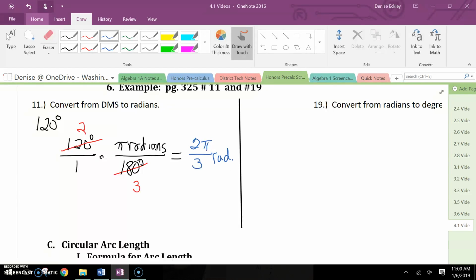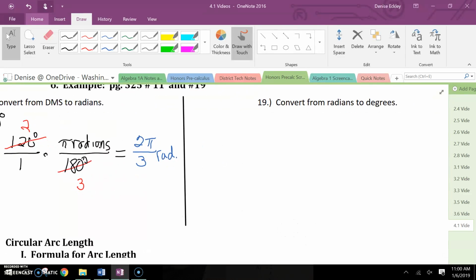Now for number 19, what we're doing is converting from radians to degrees, and our radian measure is pi over 10. So we're going to use the reciprocal of the conversion factor we used in the previous problem. We take pi over 10 and multiply that times 180 degrees over pi radians, and the radian units will cancel, and again we simplify this fraction.